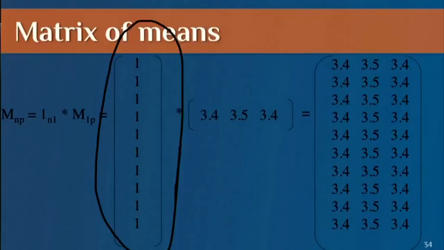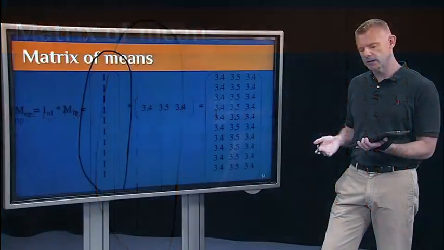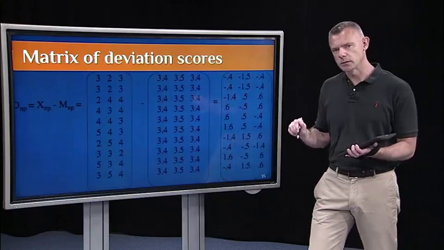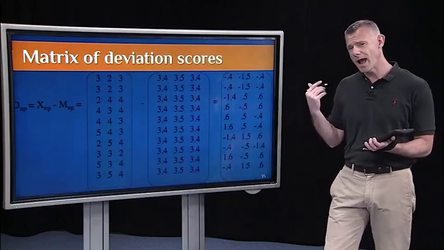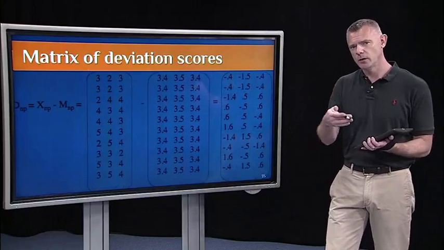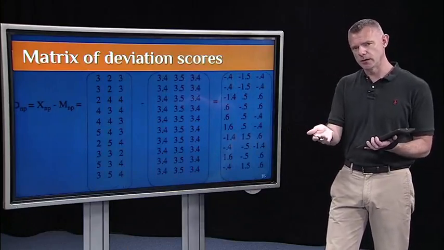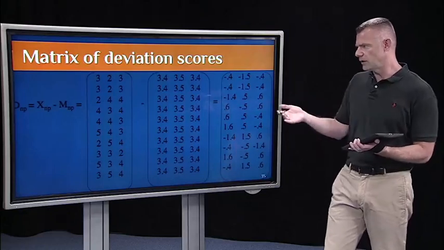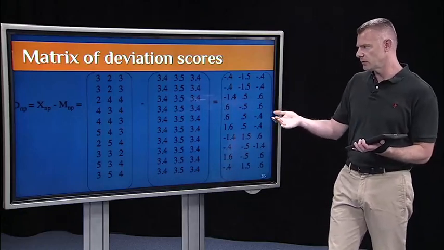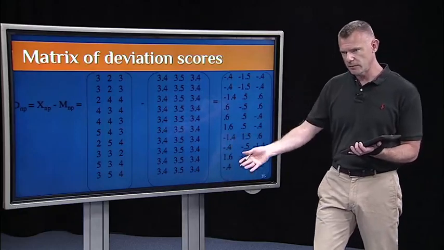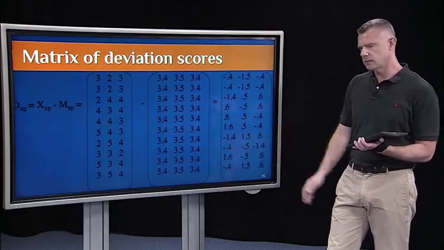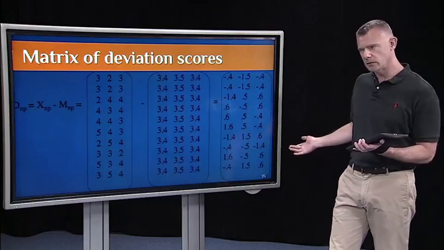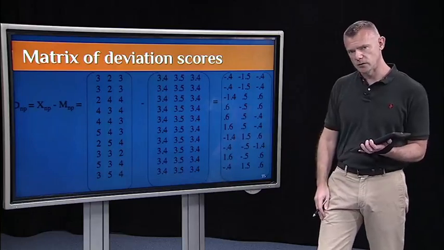Why do I want a matrix of means? Well, because I want to get a matrix of deviation scores. Remember, how did we do this in basic algebra? We calculated deviation scores, and then we squared deviation scores. So now, if I just take my original data matrix and subtract the matrix of means, then my result is a matrix of deviation scores.